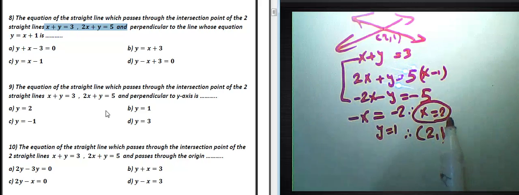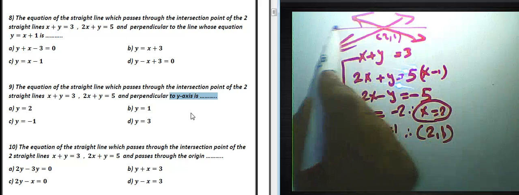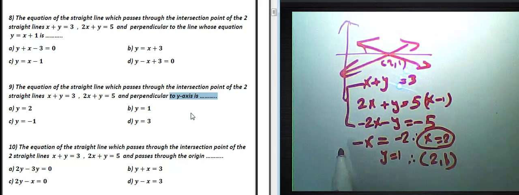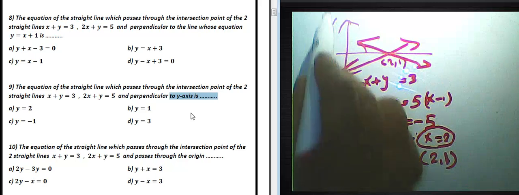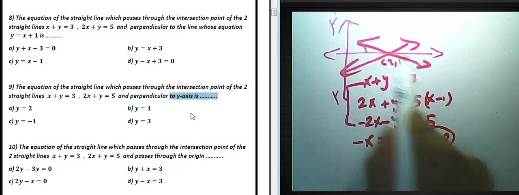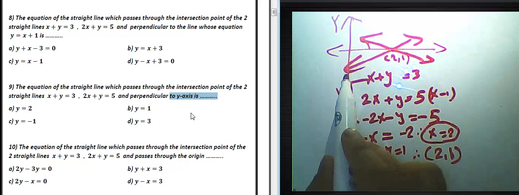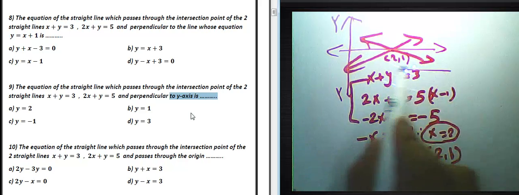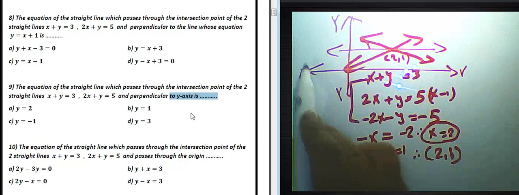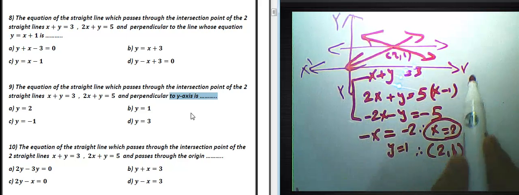Okay, and he tells you here that the straight line is perpendicular to the y-axis. Perpendicular to the y-axis, what does it mean? Perpendicular to the y-axis means parallel to the x-axis. Look here, this is a straight line perpendicular to the y-axis. We have here the y-axis, y and y dash. This straight line is perpendicular to the y-axis, so it will be parallel to x dash.